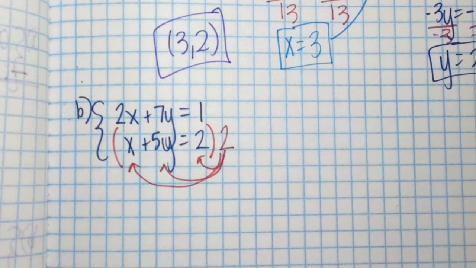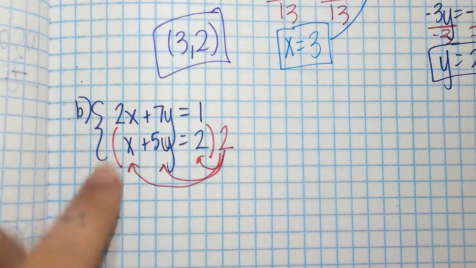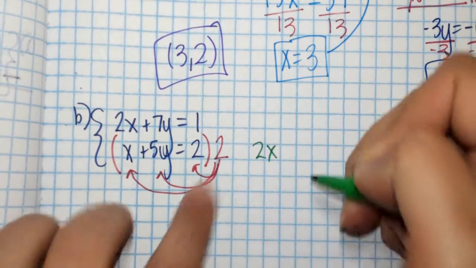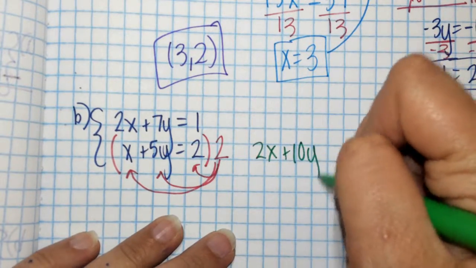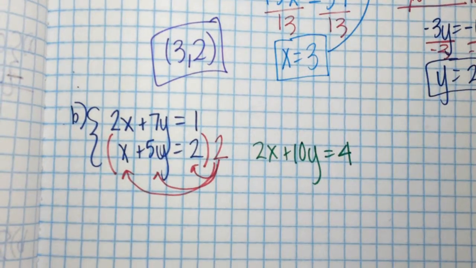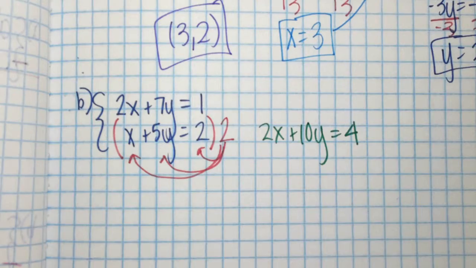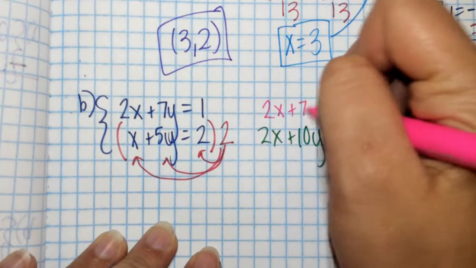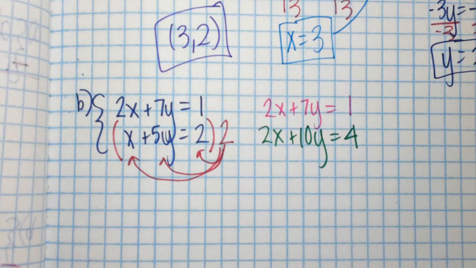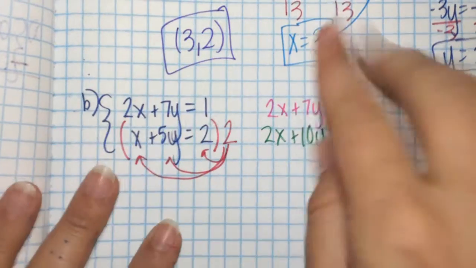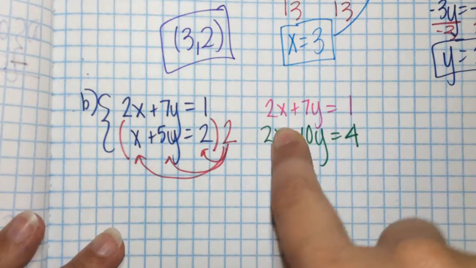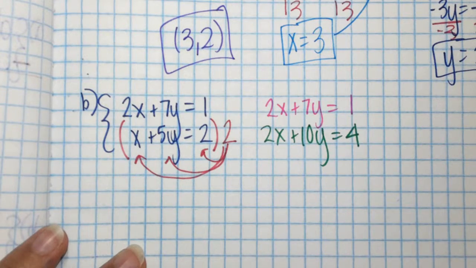Alright, what's 2 times x? 2. What's 2 times 5y? And what's 2 times 2? 4. Okay, is everybody with me on where we got 2x plus 10y equals 4 from? Yes. Okay, so the next step is we bring our top equation over, and we say 2x plus 7y equals 1. Now, we still need to figure out which one we're going to eliminate. You always eliminate the one with the same number. That's why we multiplied by 2. So they have the same number, the same sign. So are we going to add or subtract?